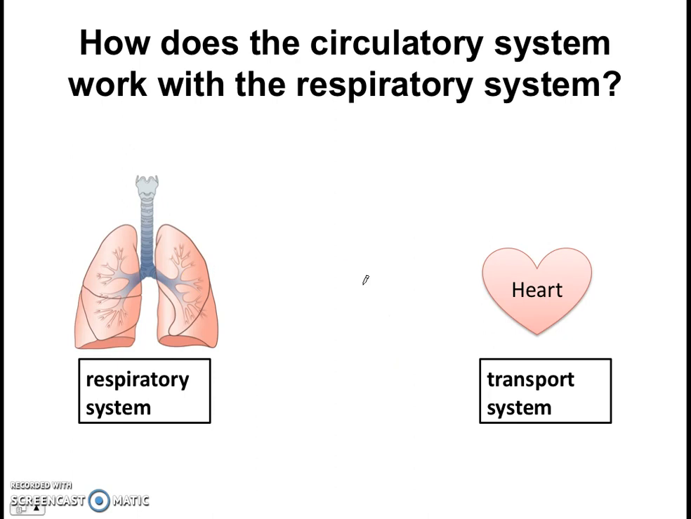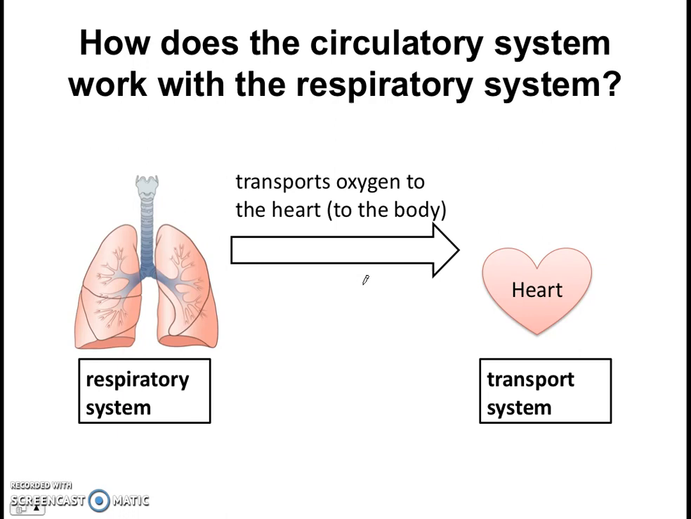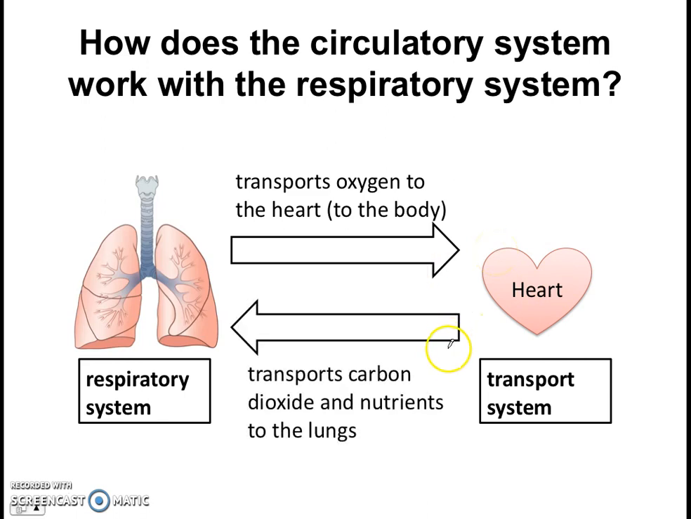Now, hopefully you thought of the fact that the respiratory system is where oxygen enters the body, right? And then there's some exchange of oxygen. Oxygen moves from the alveolus to the capillaries, and oxygen is transported to the heart. And then the heart transports carbon dioxide and nutrients to the lungs, right? So carbon dioxide goes to the lungs to be removed from the body. Nutrients go to the lungs to provide the lungs with some nutrients as well.